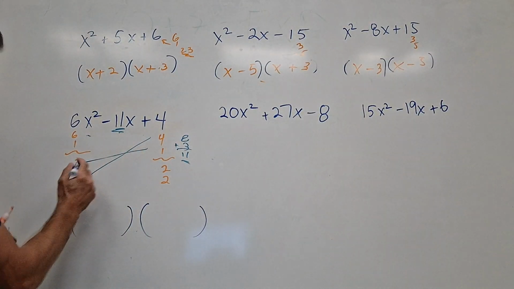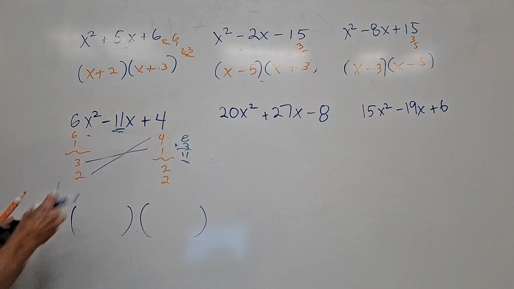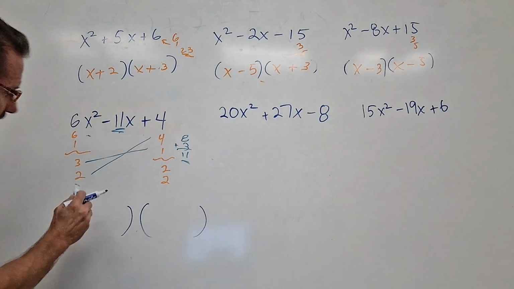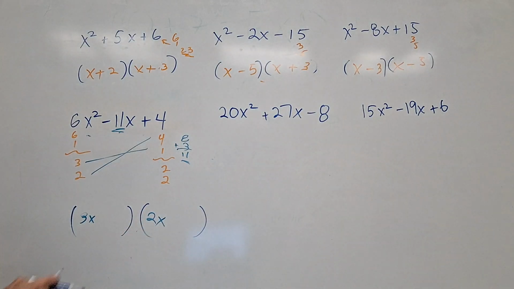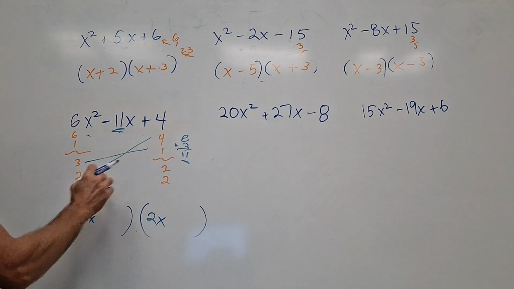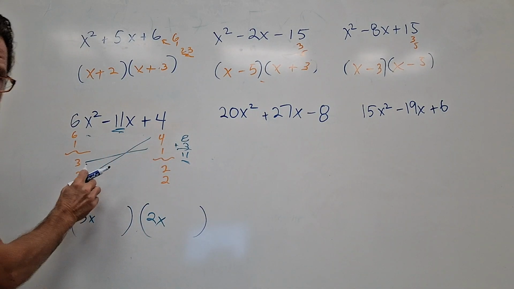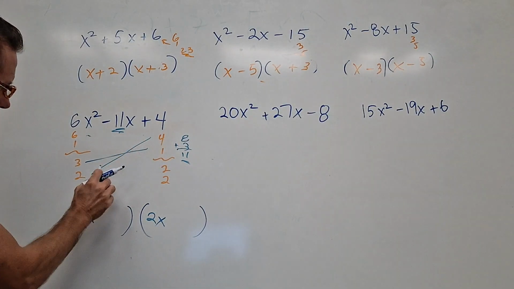So now the first thing I do is I'm going to put these factors into the first slots. 3x, 2x. Now I'm going to follow these links to figure out where to put the 4. The 4 multiplies to the 2 by this link.